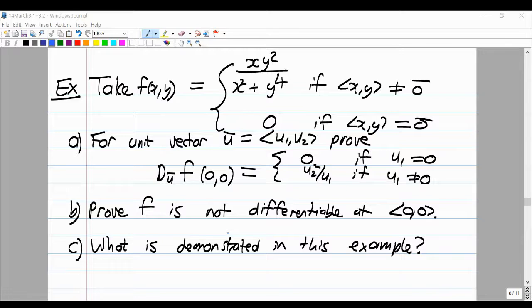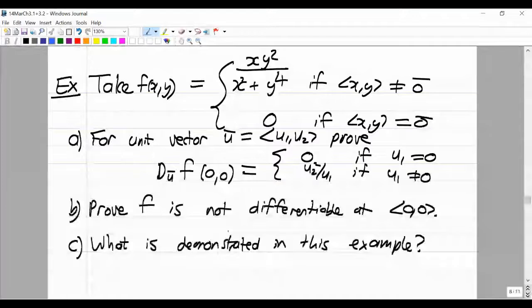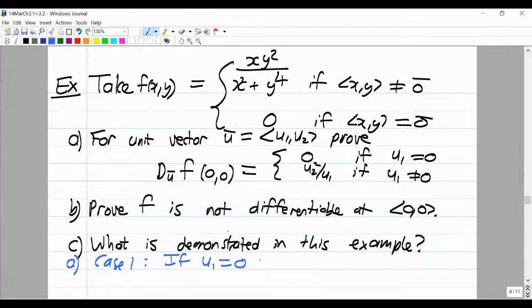Who can give me a strategy to do part A? Anybody, how would you do part A? Seeing what you should get, what will the strategy be? Yes, Ben, obviously we're going to use the definition, but also peeking ahead to the answer. What I will do is the following. Case one would be, if u1 equals zero, use the definition. And then case two will be, if u1 is not equal to zero, use the definition.